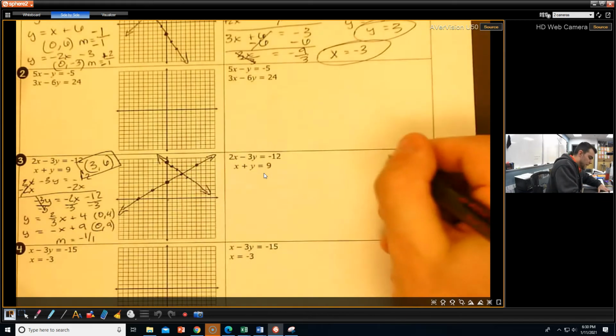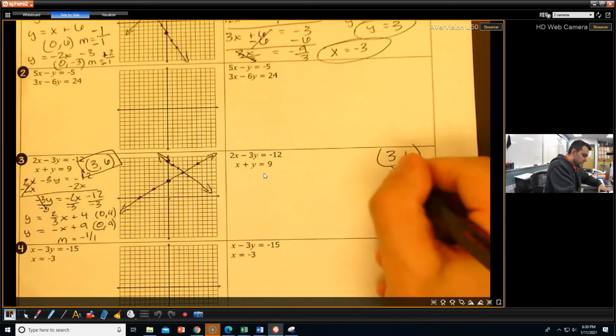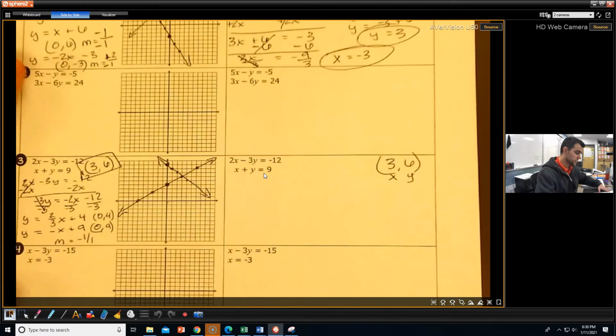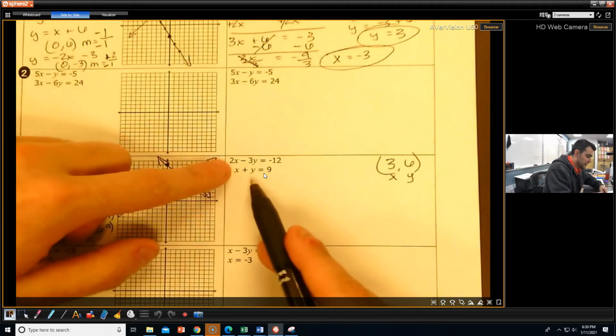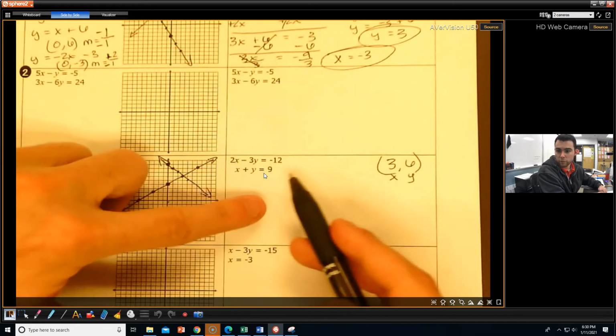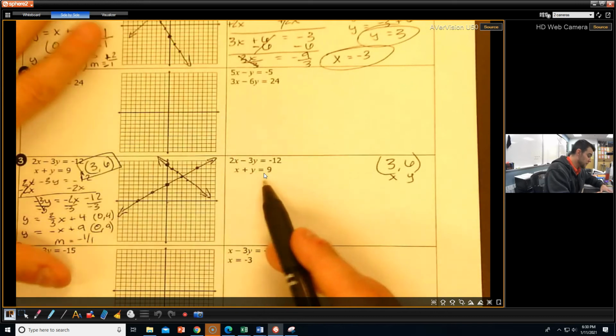Now let's try the substitution method. Let's see if we can get that to match up. This is 3, comma 6, right? So again, I want my x to be 3, my y to be 6. Let's see if we can get that to happen. Now, for step 1 of substitution, do we need to take an equation and solve it for a variable? Yes, we do. We don't have like x equals stuff. We have x plus y equals 9. And that is actually probably the easier one to move and change around, right?